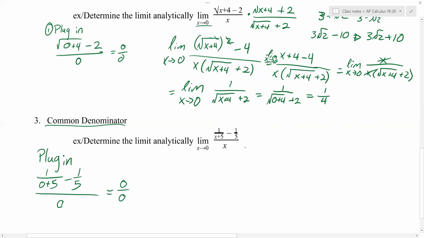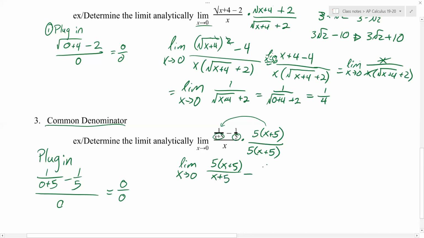Okay, so now let's try using our common denominator. So the denominators of our fractions here are x plus 5 and 5. So our common denominator is 5 times x plus 5. Multiply the same thing on the top and the bottom. So we get limit as x approaches 0. Now when we distribute to this one, the x plus 5s will cancel out. But I'm going to write it all out so you can see. 5 times x plus 5 over x plus 5, minus 5 times x plus 5 over 5, all over x times 5 times x plus 5.